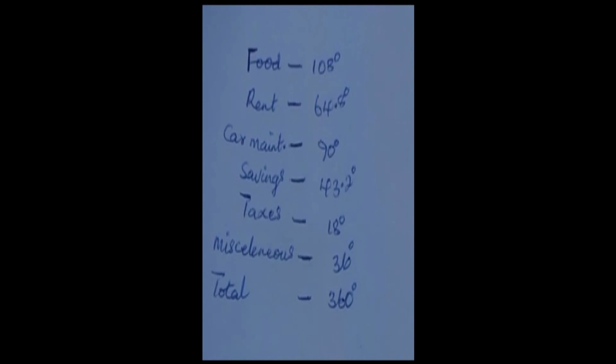We are going to construct a pie chart according to the angles already appearing on the drawing book that will be derived for the corresponding percentages of how the teacher spent his money. You can see that food took 108 degrees, rent took 64.8 degrees, car maintenance took 90 degrees, savings took 43.2 degrees.